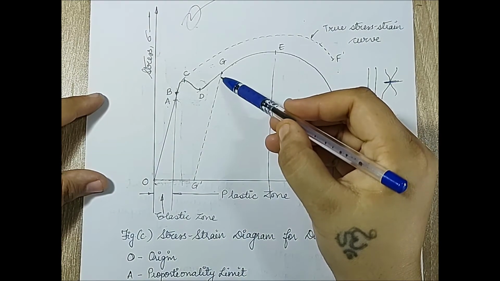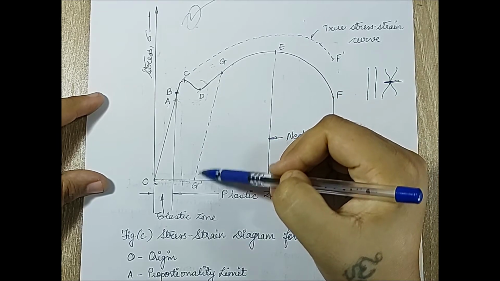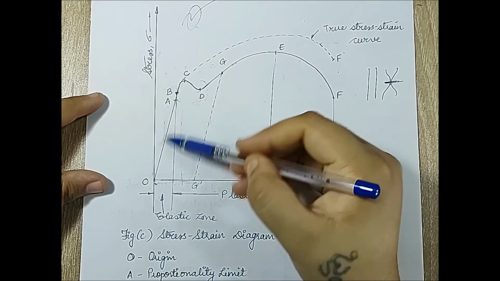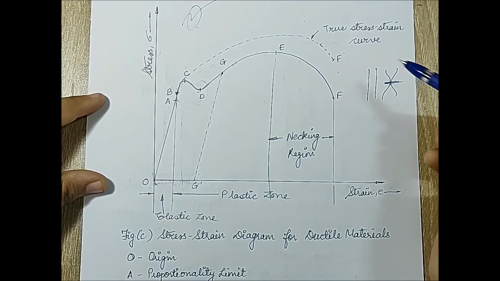Now, if you observe this line, theoretically when it is traced back, you will observe that G dash is actually parallel to this line, which was originally obtained. This is a straight line, and this is a line which is parallel to it.